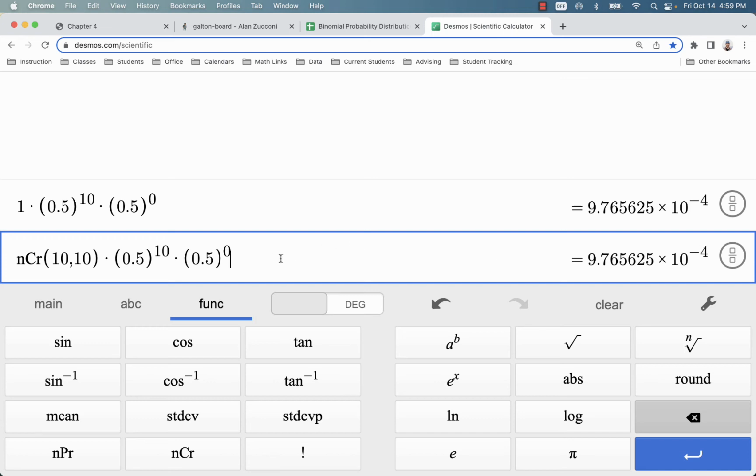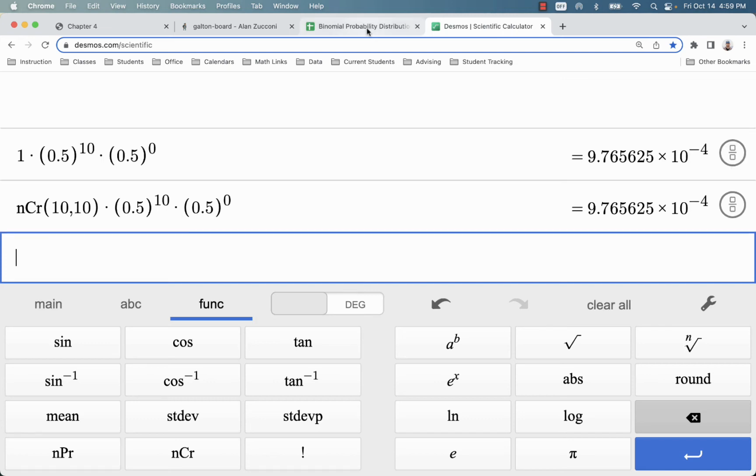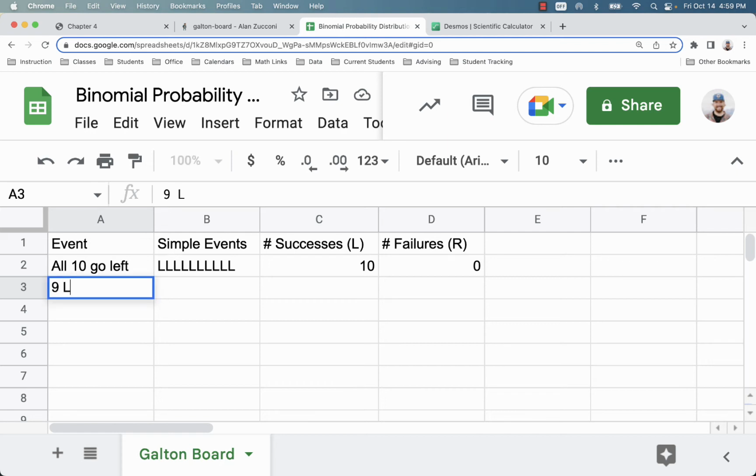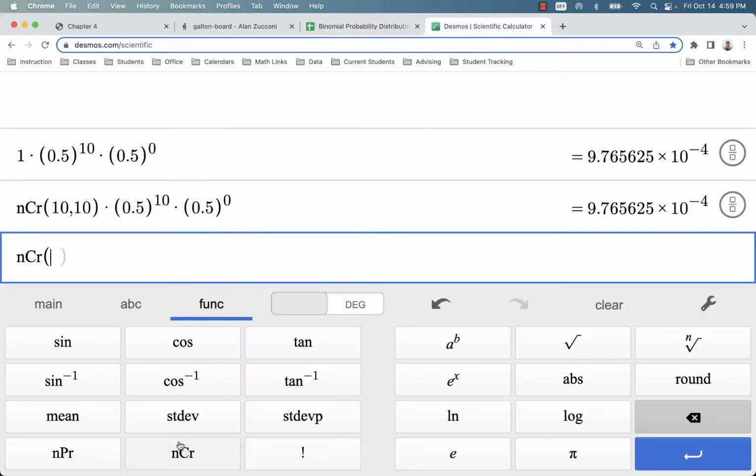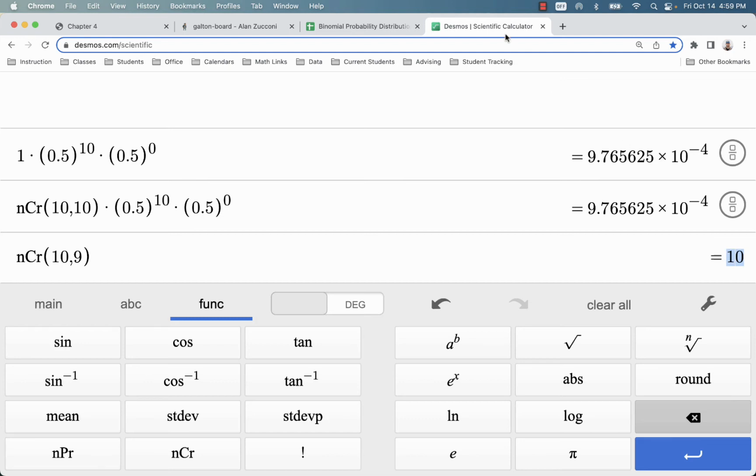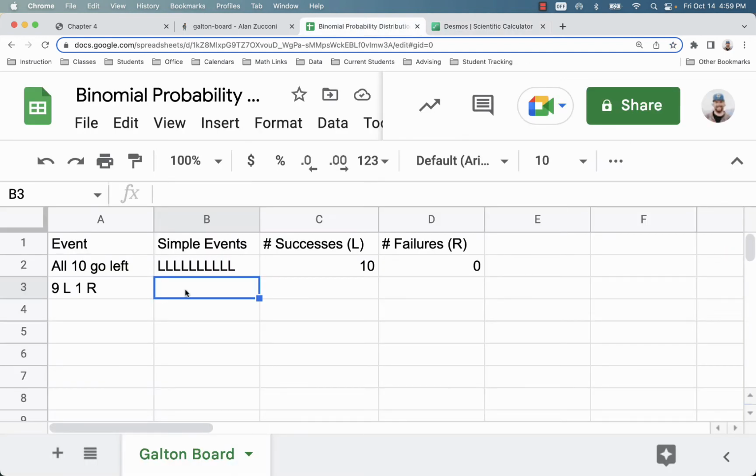So now let's look at the probability when we just have the 1 R among all 10. So we have 9 left and 1 right. There's actually 10 different ways that this can happen. The way you could check that is use this nCr function and basically say we're going to have 10 trials and 9 of them are going to be successes. There's that 10 different ways it can happen. And it's really just, where is the R? Is the R first? Is the R second? Is it third? And so on. So I'll type the rest of these.